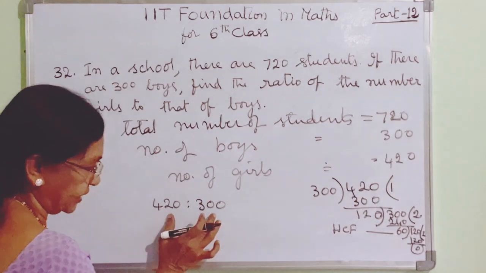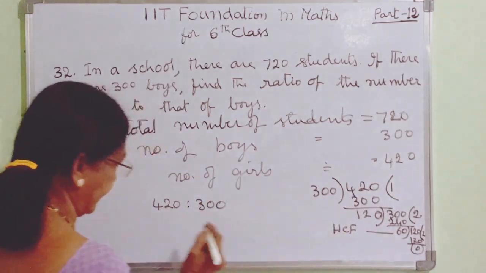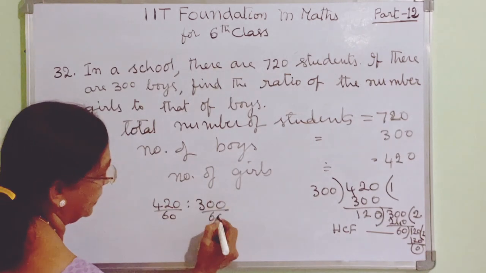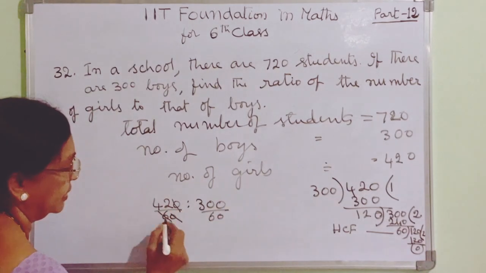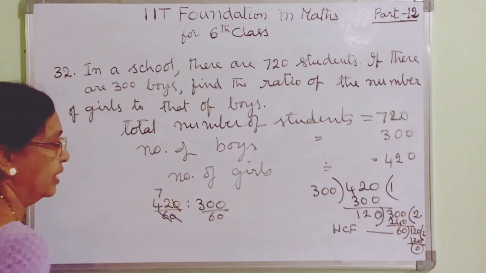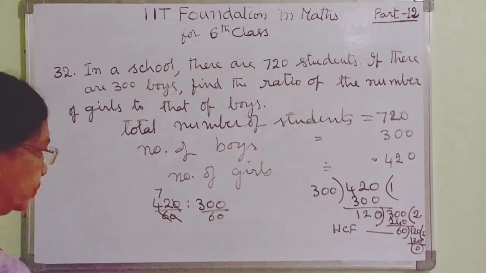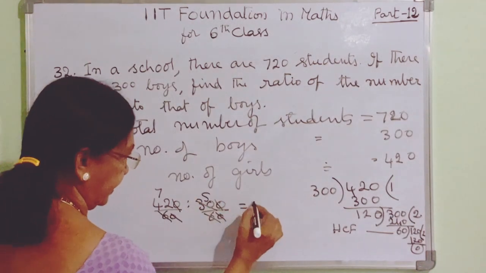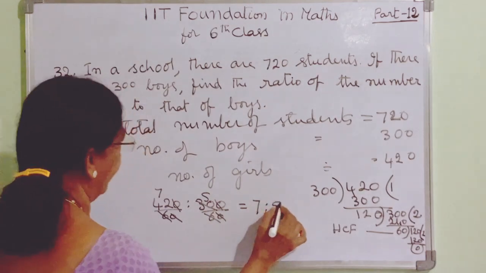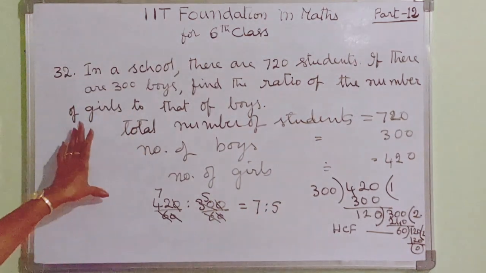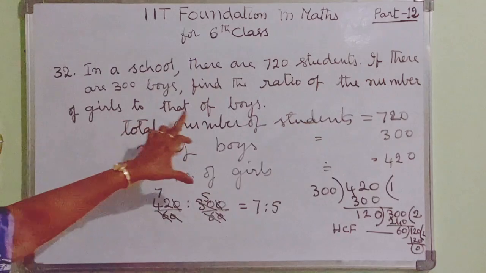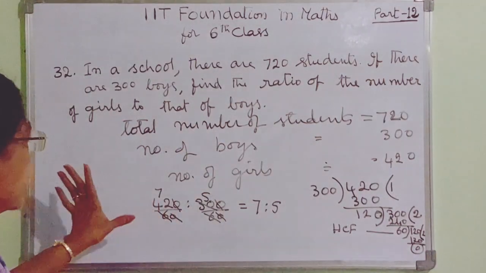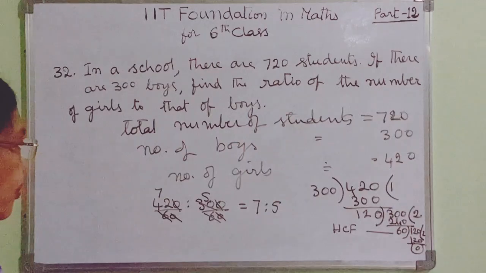Now if we divide these two numbers by 60, 420 by 60 is to 300 by 60. 6 sevens 42. Here 6 fives 30. Therefore the ratio is 7 : 5. So the ratio of the number of girls to that of boys is 7 : 5. For every 7 girls there are 5 boys.